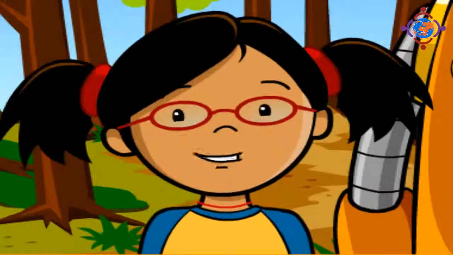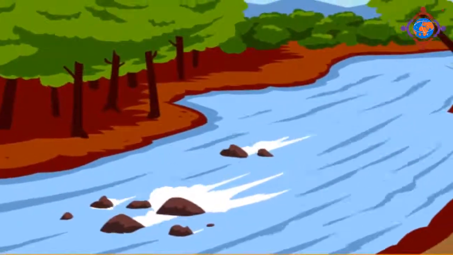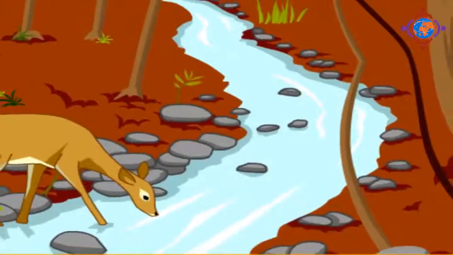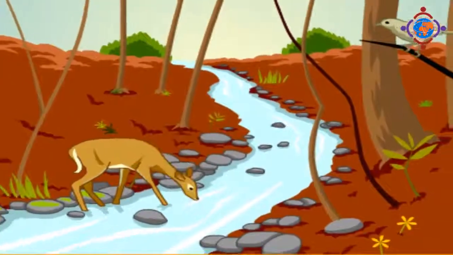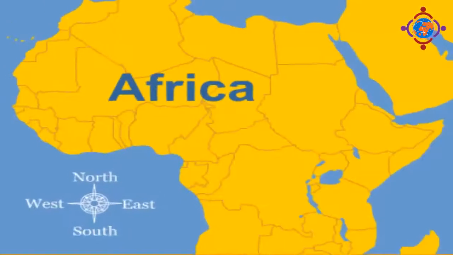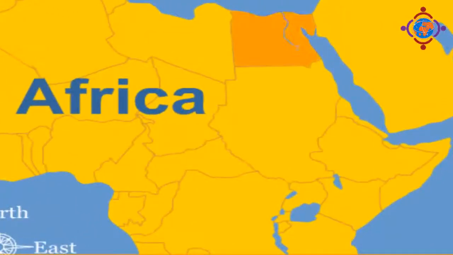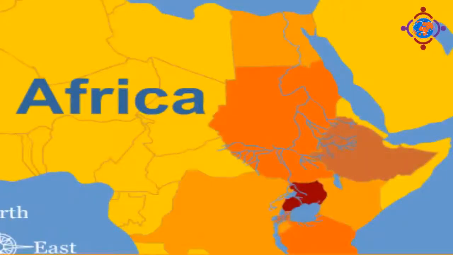What are river and stream habitats like? Rivers are long bodies of moving water. Streams, creeks, springs, and brooks are smaller than rivers. The Nile River in Africa is the longest river in the world. It flows through 9 countries and provides food, water, and shelter for many plants and animals.